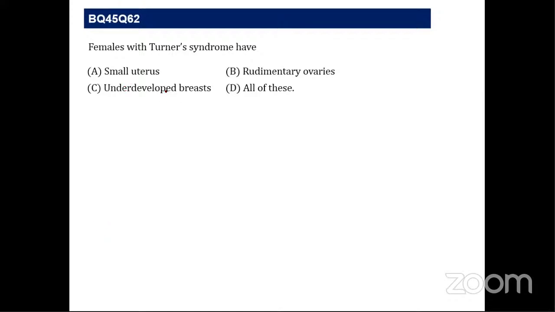Right. In the last slide only we saw that the females with Turner syndrome are going to have a small uterus, rudimentary ovaries, underdeveloped breasts. So what will be the answer? The answer is going to be all of these.